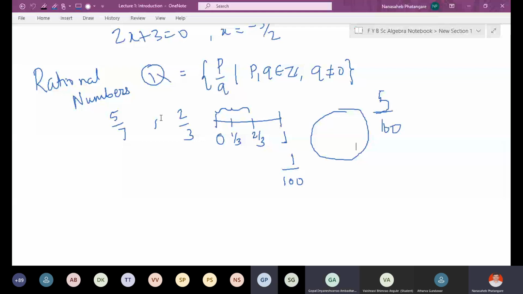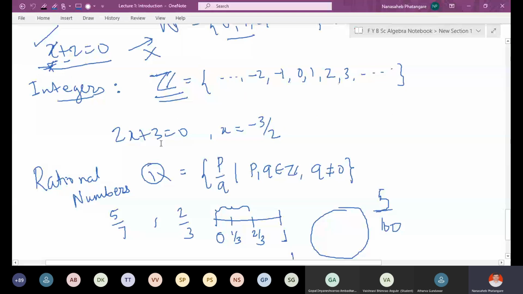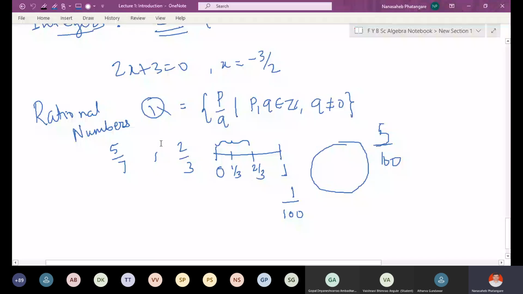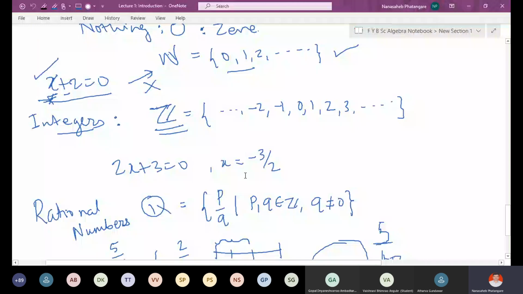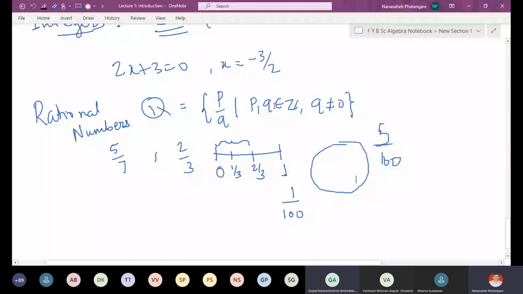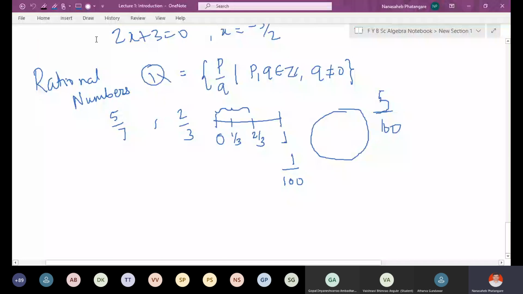Okay, fine. So equations like 2x plus 3 do not have a solution in integers, and therefore there was a need to improve our number system. And then people introduced the new numbers of the p by q type, where p and q are integers and q is non-zero. Such numbers were included in the number system, and that set becomes a larger set, right? And that set is called the set of rational numbers.